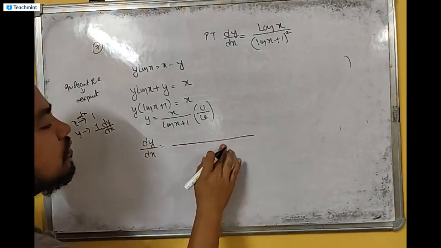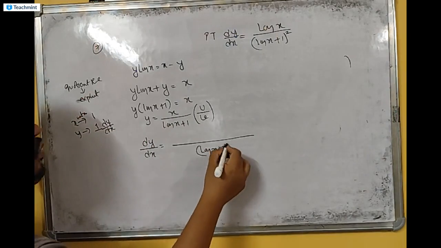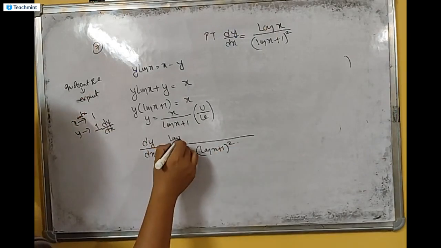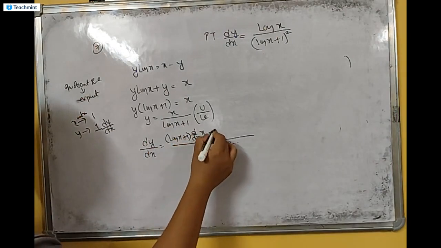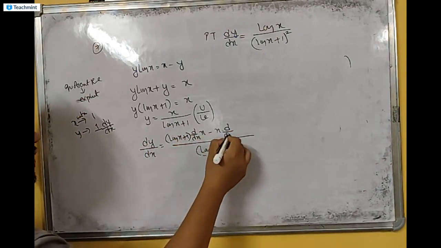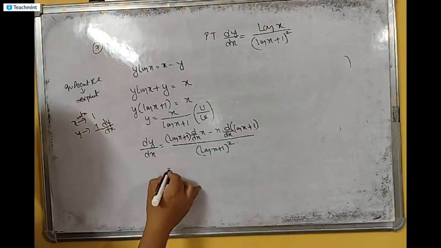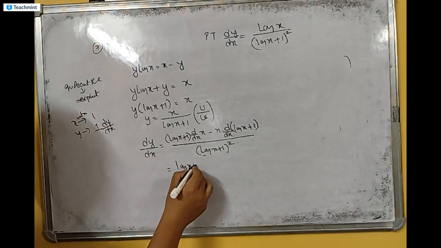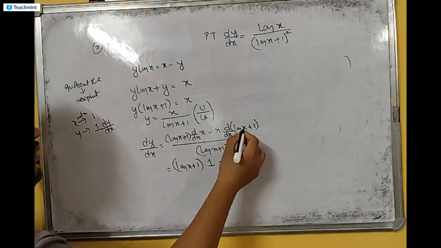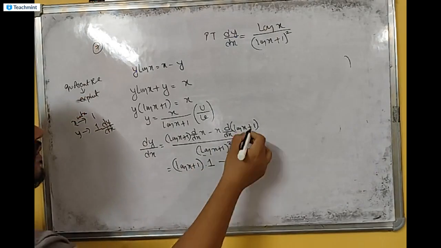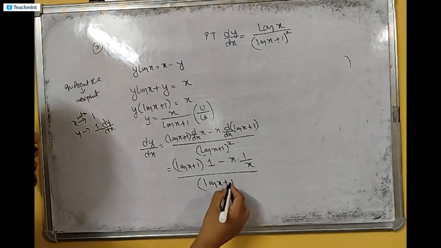Okay, what is the rule, everyone? v squared, the denominator squared. So we have log x plus 1 whole square. Then on top we have log x plus 1 as it is, d by dx of x, minus x as it is, d by dx of log x plus 1. Now tell me what you get. Log x plus 1 as it is. What is the derivative of x? 1, minus x. What is the derivative of log x? 1 by x, and 1 is 0. Divide the whole thing by log x plus 1 whole square.